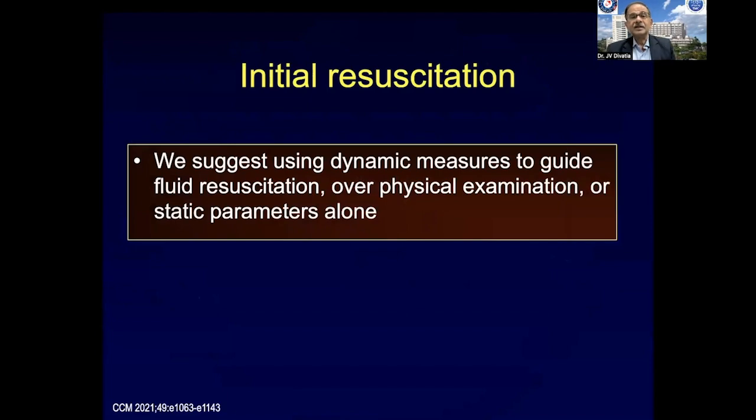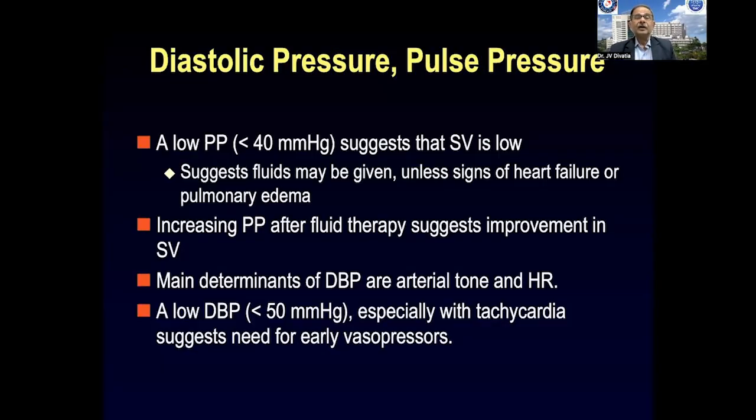The Surviving Sepsis Campaign guidelines suggest that you should use dynamic measures to guide fluid resuscitation over simple physical examination or static parameters. Now, if you don't have many of the monitors, then all you're left with is clinical examination, and the blood pressure, especially the diastolic pressure and the pulse pressure, do give you some information about the status of the cardiovascular system. A low pulse pressure suggests that the stroke volume is low, and increasing the pulse pressure after giving fluid suggests that there is an improvement in stroke volume.